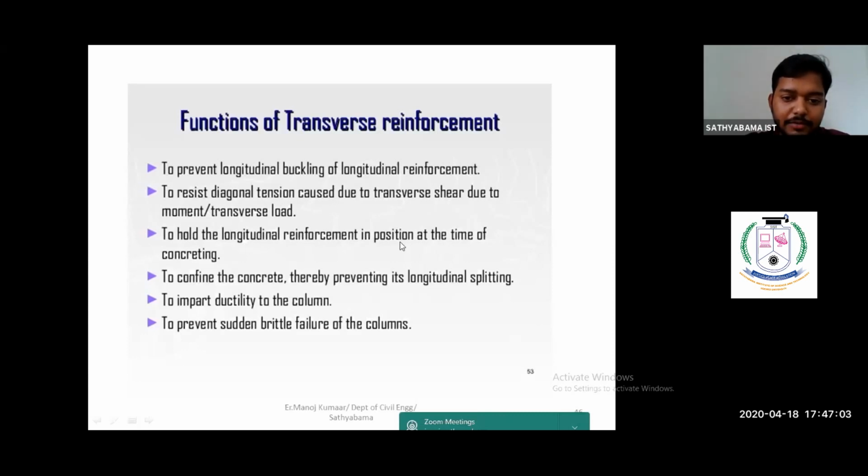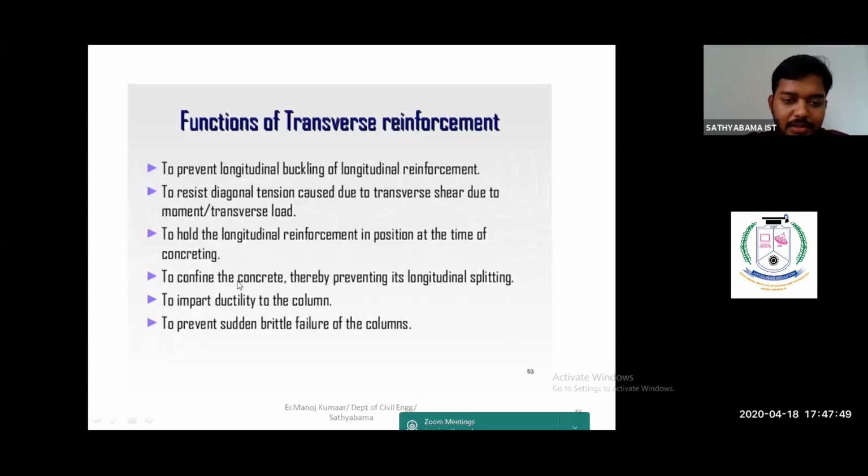And to hold the longitudinal reinforcement in position at the time of concreting. The longitudinal reinforcement will have a height of 3 meters, so the vertical bar cannot withstand that 3 meter height. When you pour concrete into the formwork of the column, that reinforcement may displace from its position. So to maintain the position of longitudinal reinforcement, these lateral ties will hold the bars in correct position, so that the bars will not move from one place to another, and to confine the concrete, thereby preventing its longitudinal splitting.